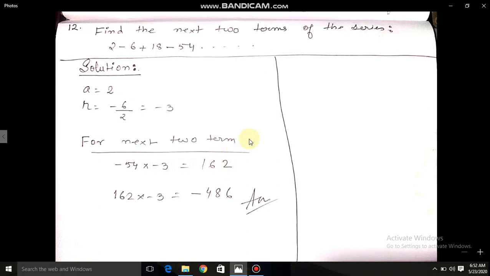Now how will you get the next term after 162? Because the question is next two terms. So 162 into minus 3, which is the common ratio. So it's minus 486. So the next two terms are 162 and minus 486. I hope this is clear. Okay.